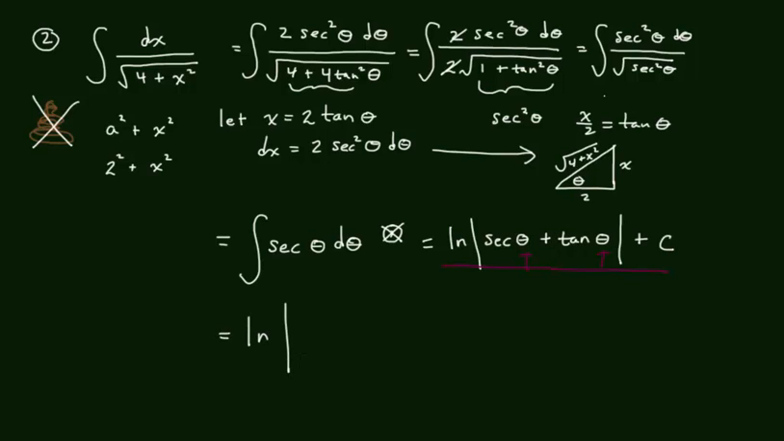All right, my answer down at the bottom. Natural log, absolute value. So the secant of theta, well, cosine is going to be 2 over the radical, and so the secant is going to be the reciprocal.